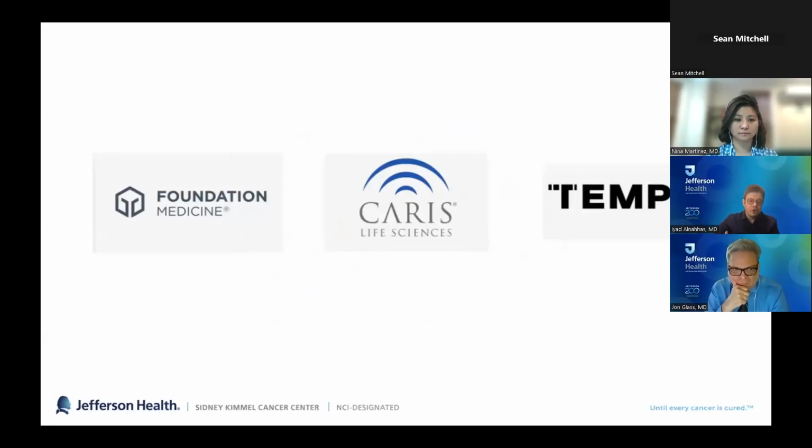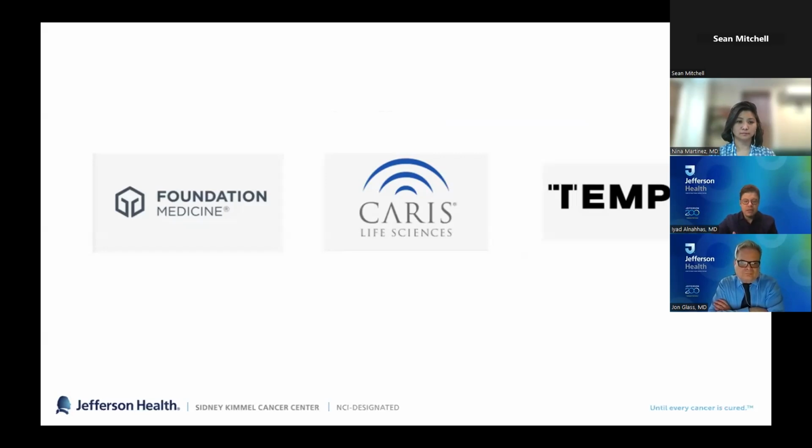So throughout your interactions with providers, or sometimes just reading via the internet or on patient forums, perhaps you've heard about some of these companies such as Foundation Medicine, Caris, Tempus. So these are third entity companies that have made it their business to sequence tumors, to provide information about mutations within these tumors.